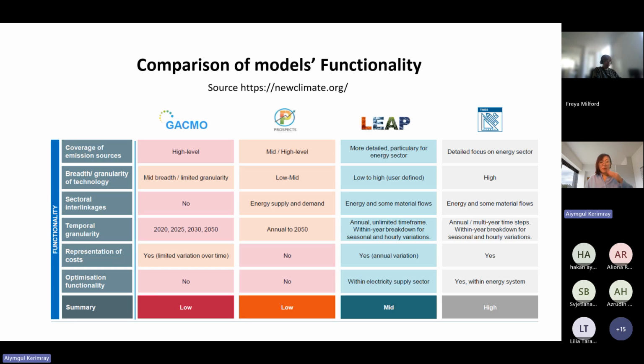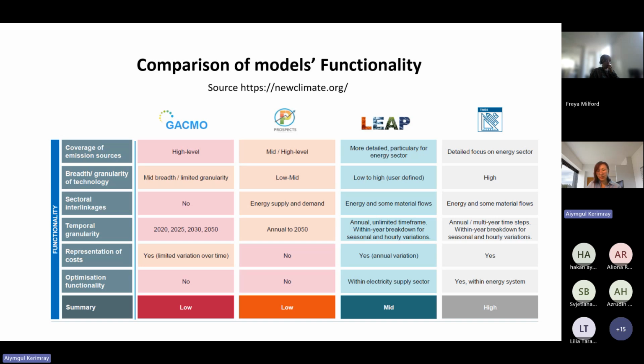In terms of temporal granularity, GASMO has every 5-year approach. Prospects has an annual approach until 2050, and LEAP follows an annual disaggregation as well as seasonal disaggregation and hourly variation. So temporal granularity is very high in LEAP models. The same situation is with TIMES. TIMES have annual as well as multi-year time steps.